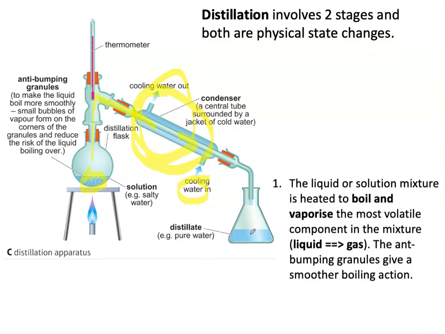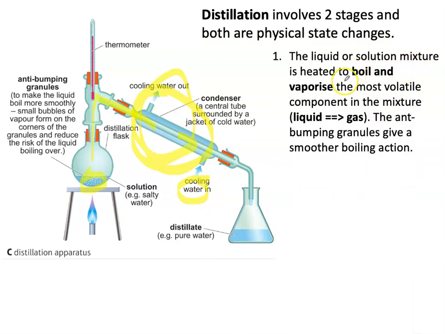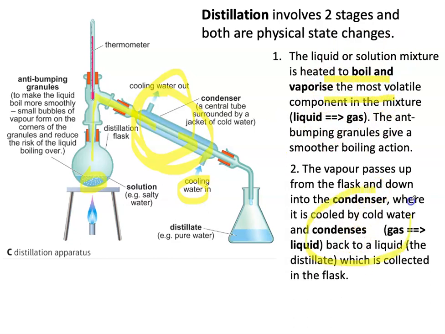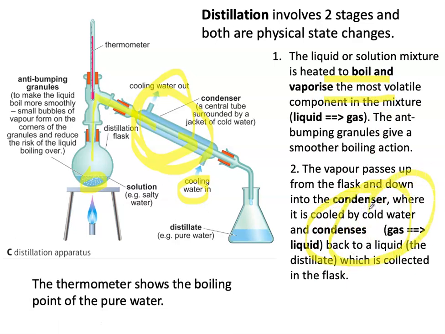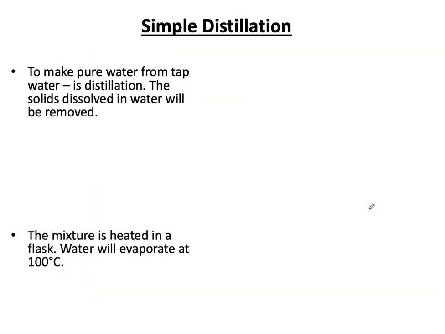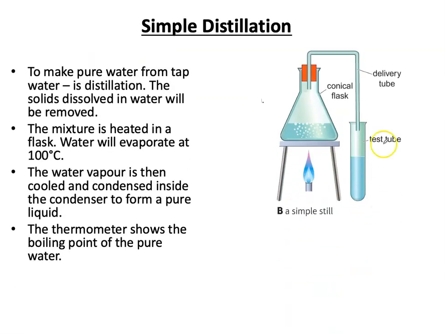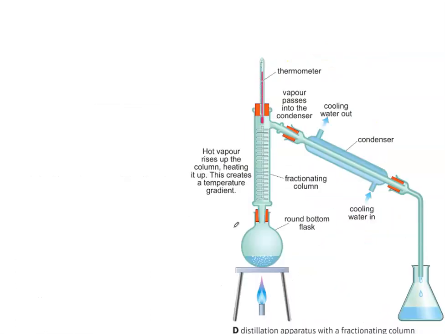So these are the two stages. The solution is heated. You can pause the video here just to have a read of this. So heating, boils, vaporizes, and then in stage 2 it condenses and it's collected as a liquid. It's simple. Next one is simple distillation, which can be set up like this in the lab. Basically, you've got a conical flask with a delivery tube, salt solution, heat, and you just collect the water at 100 degrees.